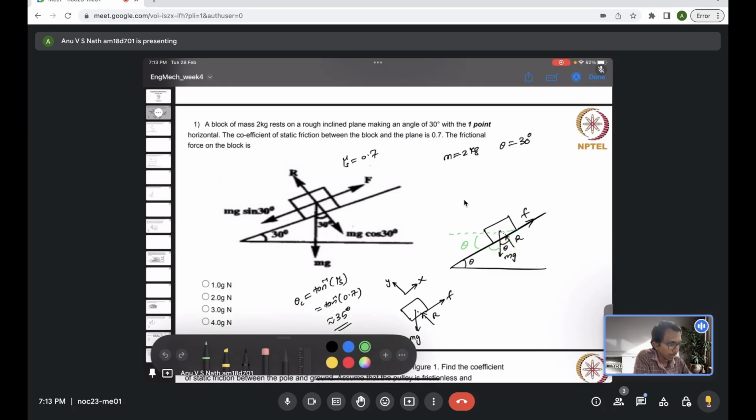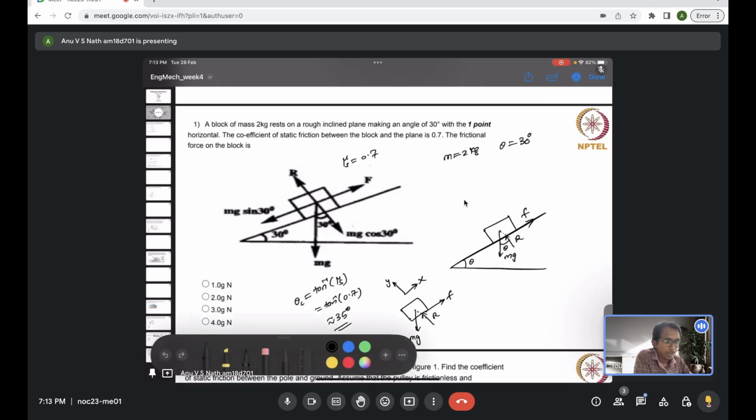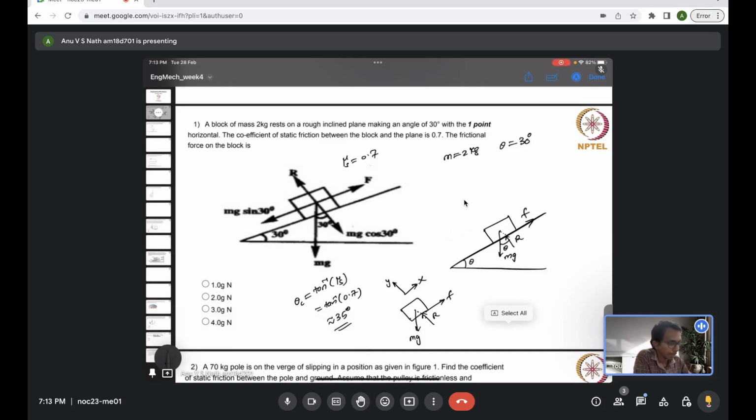So the conclusion is that the angle between the load mg and normal reaction R should be theta, which is the same as the inclination of the plane. So if this angle is theta, its component force mg cos theta will act along the normal reaction direction, the y direction, but in the opposite sense, and mg sin theta will be acting along the x direction, or in the opposite sense.